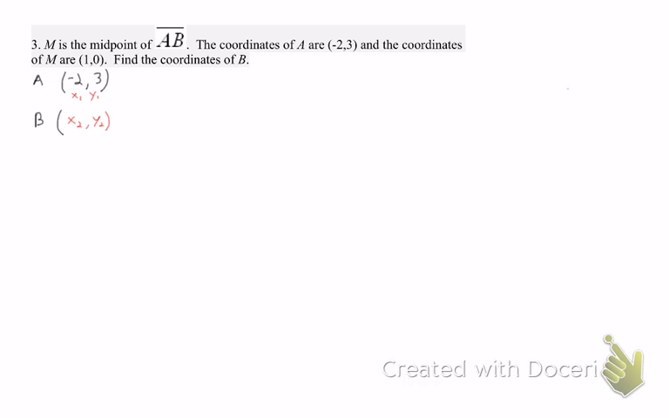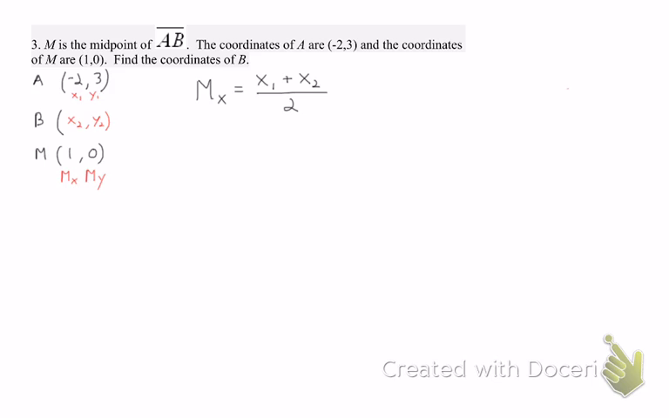And then we have our M. M is our midpoint, so the midpoint is 1, 0. And what can we label those? Well, we can label those our mx and our my. Now, why do we label it that? Because we have our midpoint formula. And what's our midpoint formula? It's the midpoint x-coordinate equals our x1, which is our endpoint, plus our x2, which is our other endpoint, and that's divided by 2.